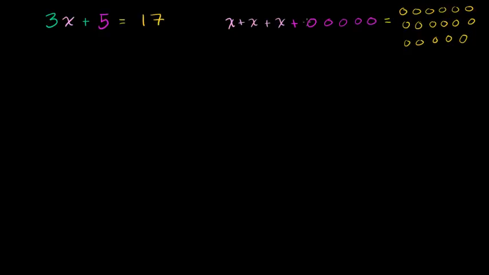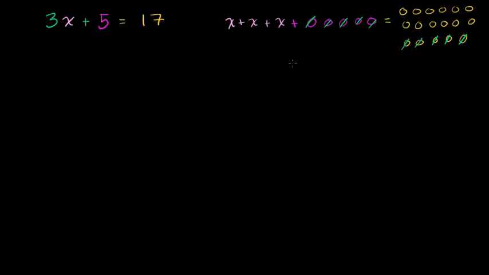Well, ideally, we would just get rid of these 5 objects here. You would literally get rid of these 5 objects. 1, 2, 3, 4, 5. But like I said, if the original thing was equal to the original thing on the right, if we get rid of 5 objects from the left-hand side, we have to get rid of 5 objects from the right-hand side. So we have to do it here too. 1, 2, 3, 4, 5.